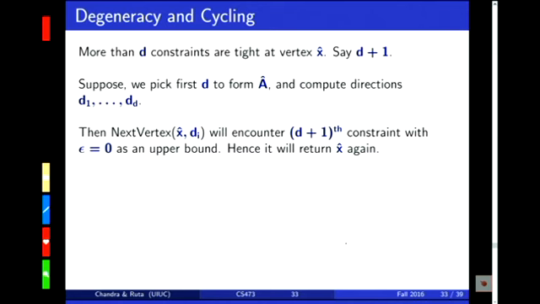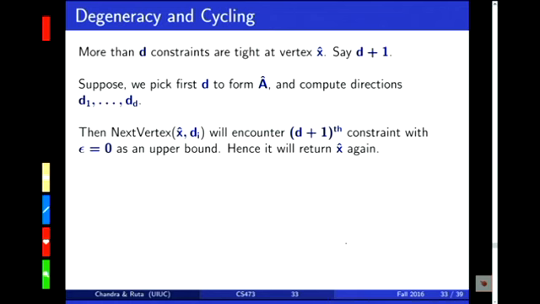What you will see is that now the ith constraint will become tight at epsilon equals 0. So what happens is you're not moving from that vertex. You're just encountering different bases for this vertex. That's it. That's called cycling. You may just cycle on that vertex.